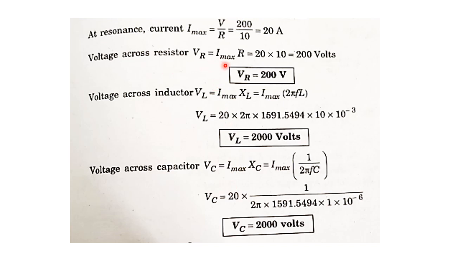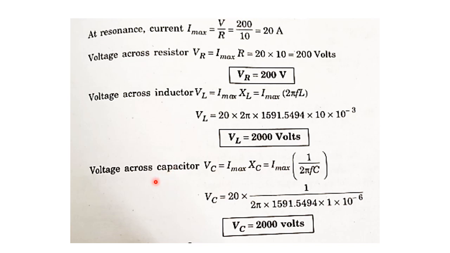Voltage across resistor is V is equal to I into R. So I is equal to 20 amps, R is equal to 10. Just multiply, you will get 200 volt. Voltage across inductor, VL is equal to I into XL. XL means inductive reactance, and XL is equal to omega L. Omega is 2 pi F, therefore I into 2 pi F into L. F is the resonant frequency we have found, and L is given, 10 millihenry. Substitute the values and you will get VL is equal to 2000 volt.